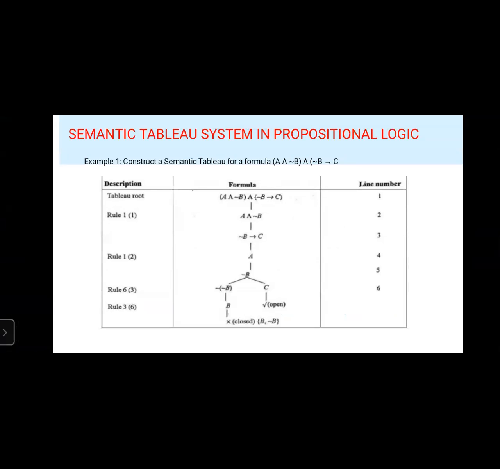Okay. Next, if I apply rule number 6 on 3, then I'm going to get the negation of negation B and C. Then I'm going to get B here. And by applying rule number 3 on 6, I'm going to get B and negation B. Okay, right?